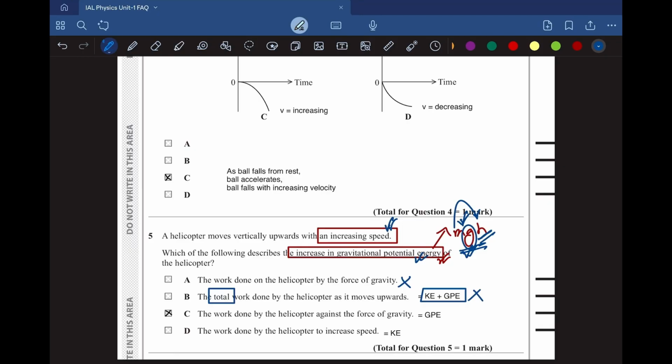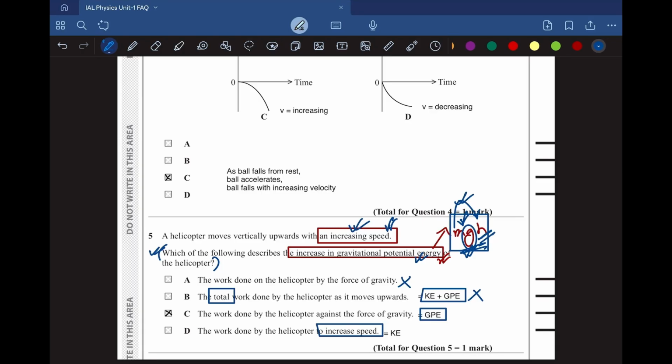Now the fourth point, which wasn't the correct answer as well, the work done by the helicopter to increase speed, and we know increased speed is about the kinetic energy. But the question says only about the gravitational potential energy, though it has said something about increasing speed before, this question only refers to the GPE. And C is the correct answer because it says the work done by the helicopter against the force of gravity. And this is what the answer is, and the formula suggests, as I said at the start while solving this one. Hopefully you guys have understood this one as well.